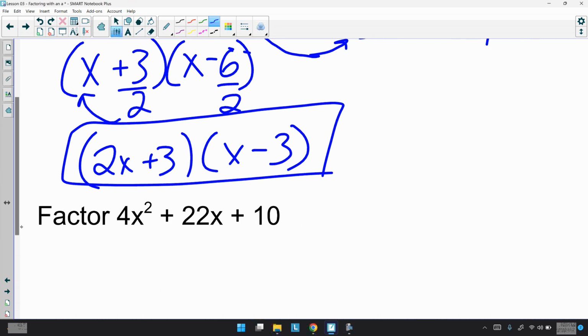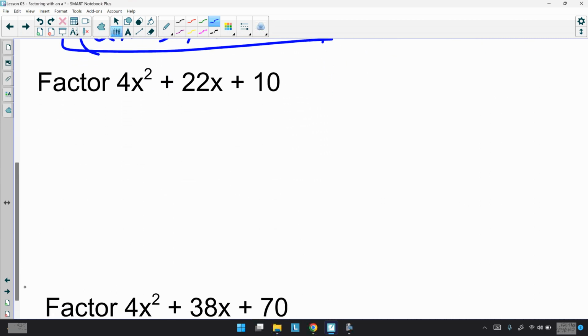I see some greatest common factor in the works here. Looks like a 2. So I'm going to do this over here. Well, I don't want to move too much around. You know what? We'll put it underneath. So 2. 4 divided by 2 is 2. So 2x squared. 22 divided by 2 is 11x. And 10 divided by 2, well, that's just 5.